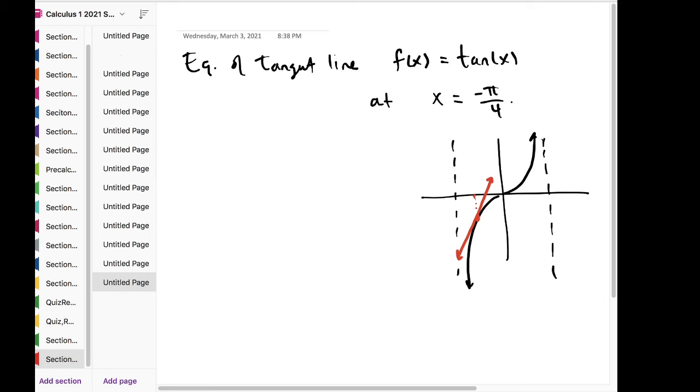Okay. Okay, so let's do this question. So what are the two things we need? We need a point and a slope. Okay. So what is a point we can use? The only point that exists here.